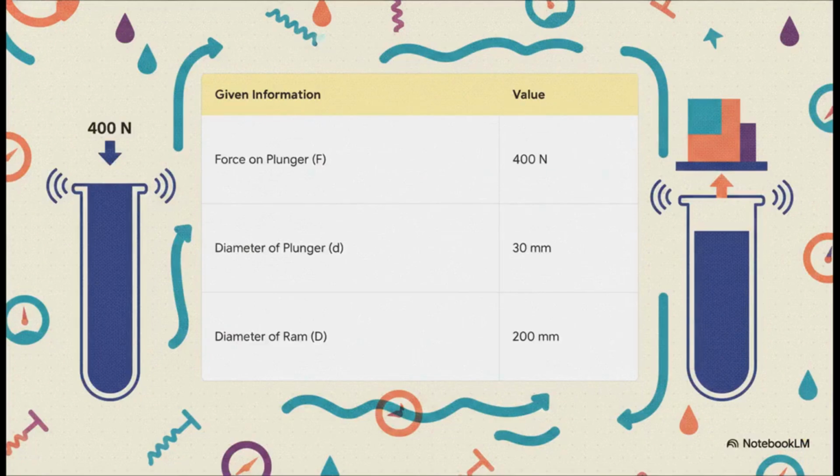So let's put some numbers on this using the example from our notes. We're pushing on the small side with 400 newtons. Now, to put that in perspective, that's like pushing with about 90 pounds of force. And we're doing it on a tiny plunger, only 30 millimeters wide. But the other side, the ram, is way bigger, 200 millimeters across. Let's see what that size difference actually accomplishes.